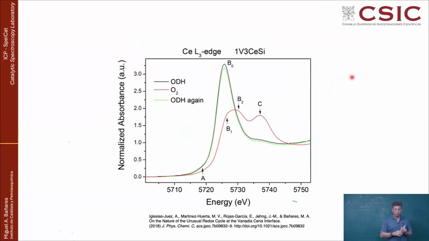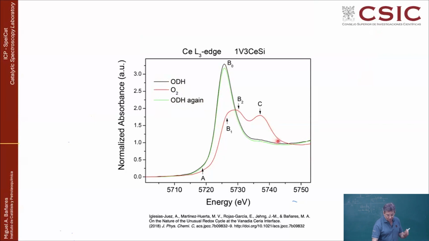And this is what we observe at the synchrotron with the cerium, which is basically that for the catalyst during reaction, there is a reduction of cerium. If you reoxidize, you flow in oxygen at 800 degrees C.